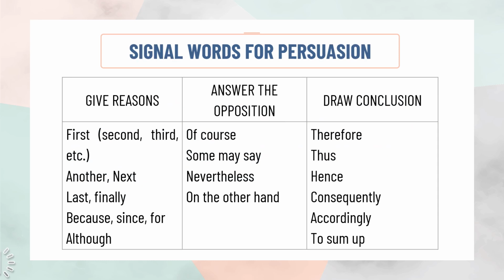Now, here are the signal words for persuasion. Under give reasons, you can use the following signal words. Under answer the opposition, you can use the following signal words. And under draw conclusion, you can use the following signal words. So make sure that if you're going to do some persuasive writing or persuasive paragraph, it is highly recommended to use signal words in order for your readers to understand that you are convincing them. And at the same time, it will make your academic text or paper well equipped.